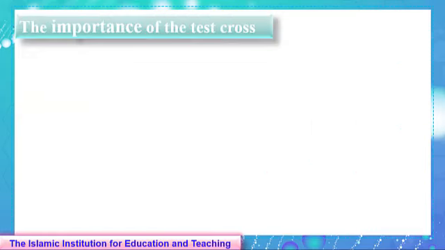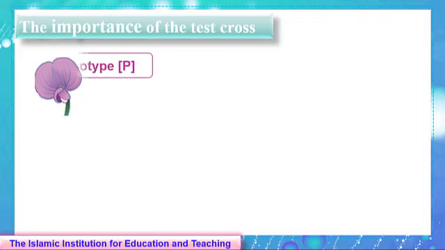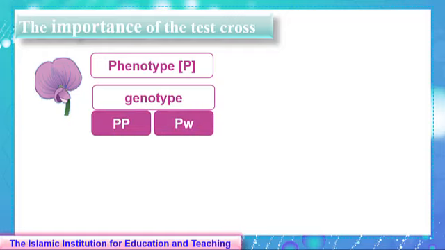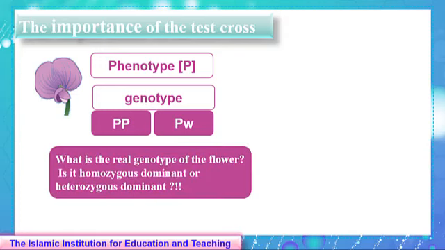What is the importance of the test cross? This purple flower has a phenotype P, where the P allele is dominant over the W allele. The possible genotypes of the purple flower can be PP or PW, where the dominant allele expresses itself in the homozygote and heterozygote states. Now we want to know the real genotype. Is it PP or PW? In other words, is it homozygous dominant or heterozygous dominant?